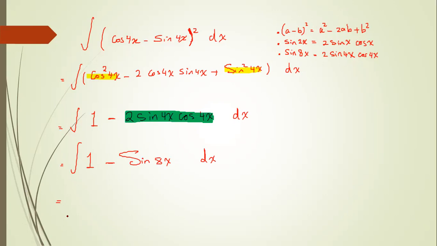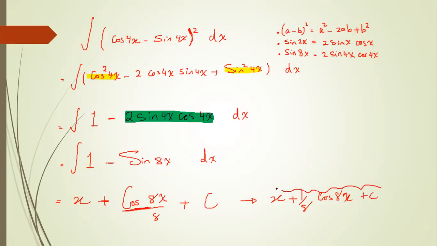Okay guys. Then the integral of 1 is x, minus the integral of sine, which is negative cosine. Negative negative becomes positive, and here cosine 8x over 8, plus c. So this is x plus 1 over 8 cosine 8x plus c. This is your final answer.